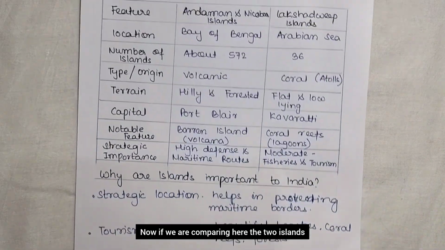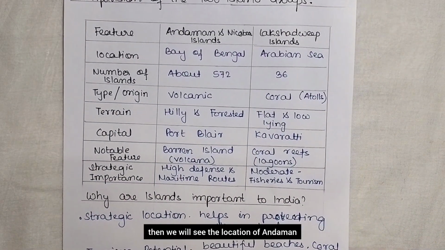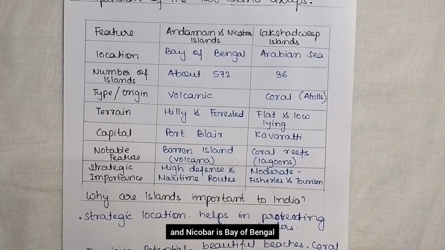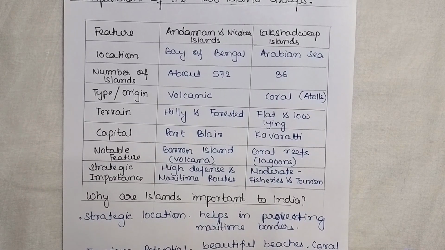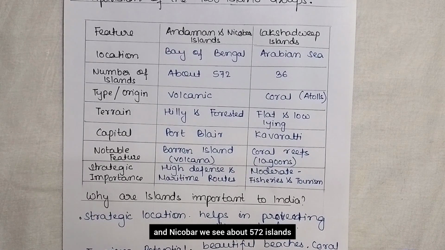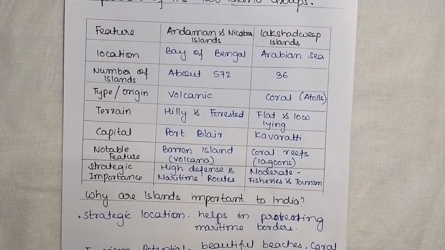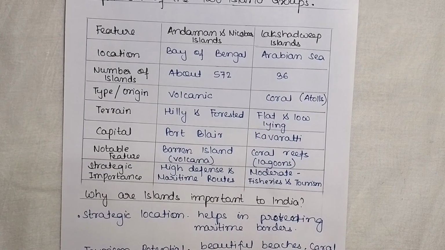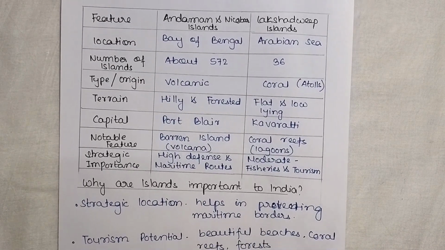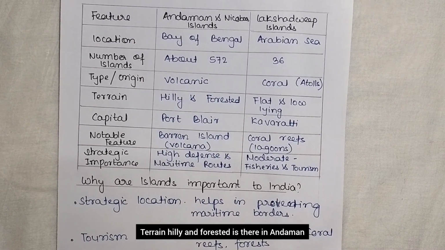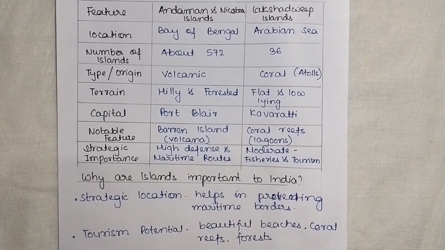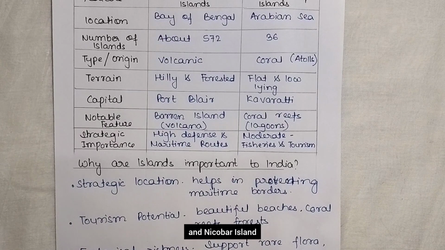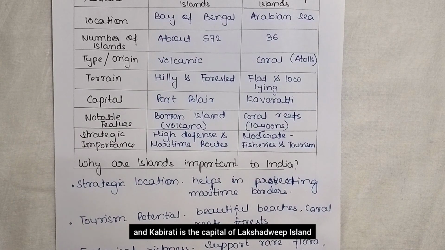Now, if we compare the two islands, we will see the location of Andaman and Nicobar is the Bay of Bengal and Lakshadweep is the Arabian Sea. And if we talk about the number of islands, in Andaman and Nicobar we see about 572 islands and in the Lakshadweep we see 36. If we talk about type and origin, then Andaman and Nicobar Island is volcanic and Lakshadweep Island is coral. Terrain is hilly and forested in Andaman and Nicobar Island and flat and low-lying in Lakshadweep Island. Port Blair is the capital of Andaman and Nicobar Island and Kavaratti is the capital of Lakshadweep Island.